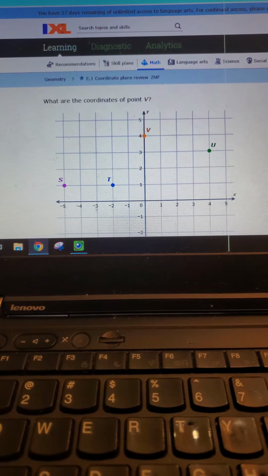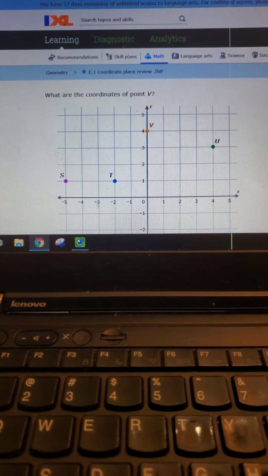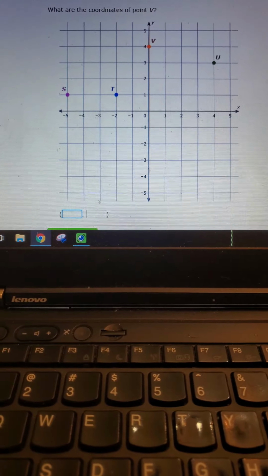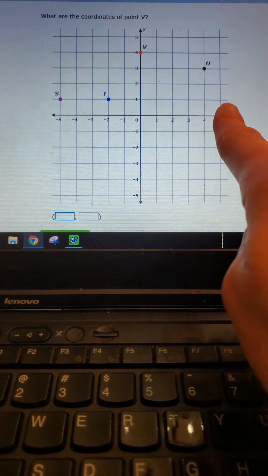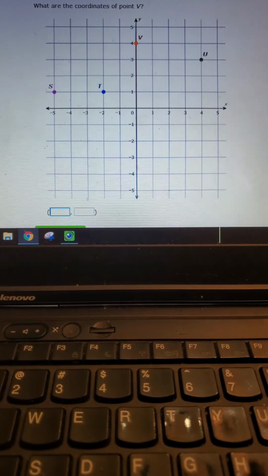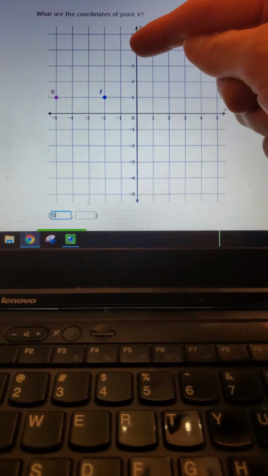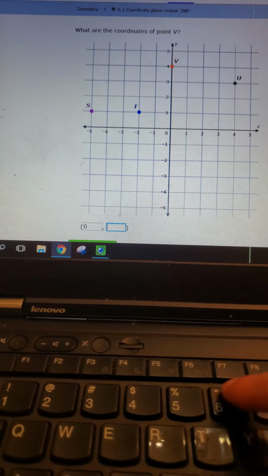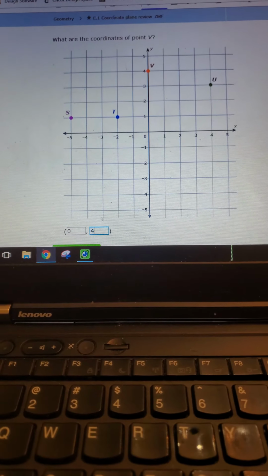What are the coordinates of point V? This one's on an axis too, but instead of going left or right first, I'm not. I'm staying at 0. So 0 up to the 4. So 0, 4, because I did not go left or right.